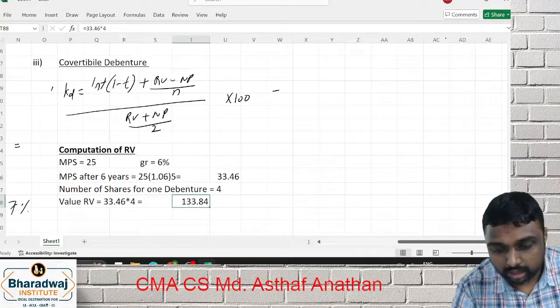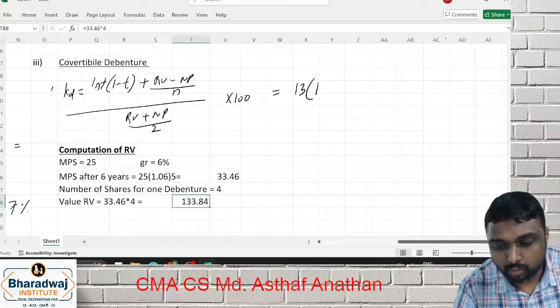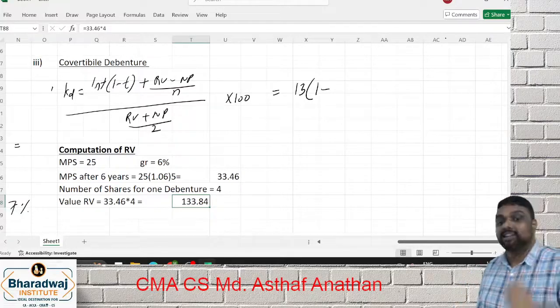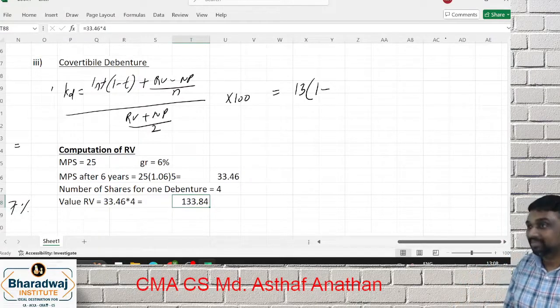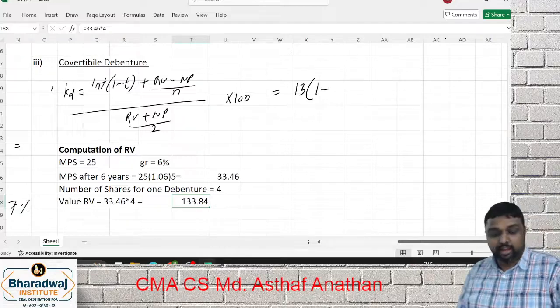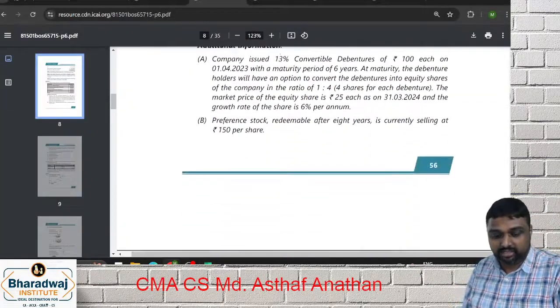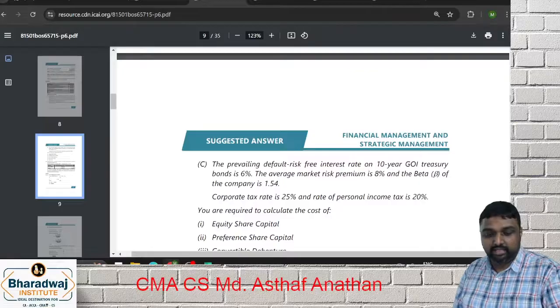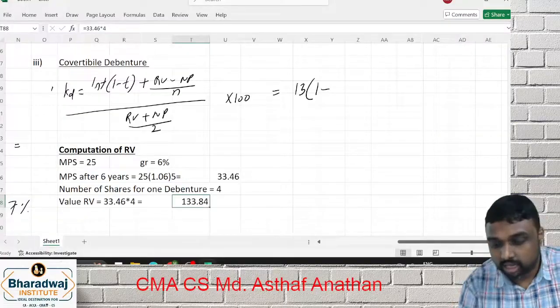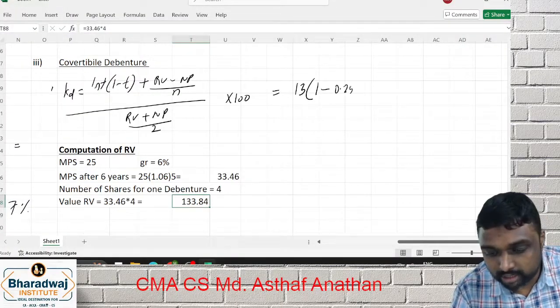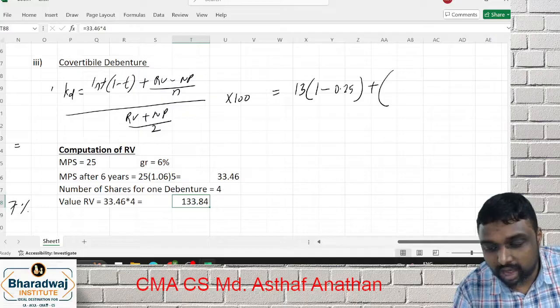It will be 13 into what is the interest rate? There are two interest rates. Which one will you take? The company interest rate. What is the company interest rate, friends? The company interest rate is 25%. So 1 minus 0.025 plus RV.